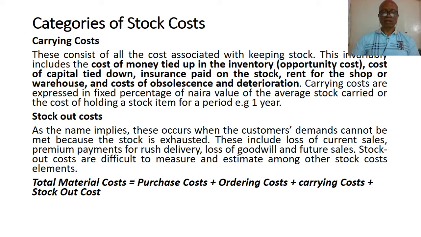This includes loss of current sales, so you're going to lose sales, premium payments for rush deliveries, and you may have to go and buy urgently. You're going to pay more when you have to rush to go and buy materials. Okay, what about loss of goodwill?